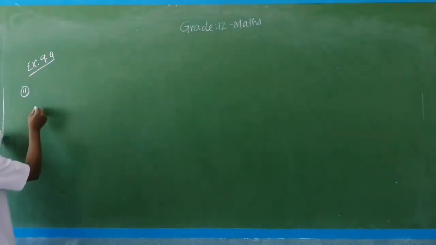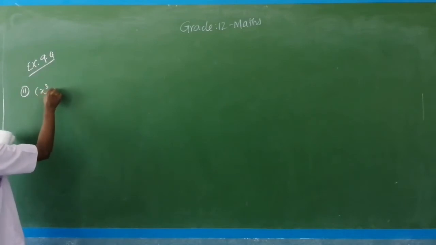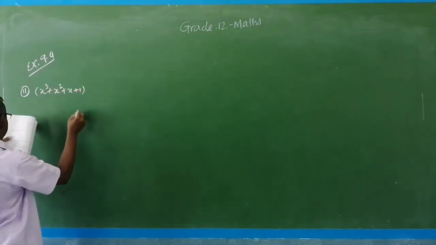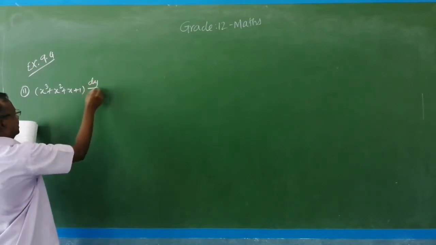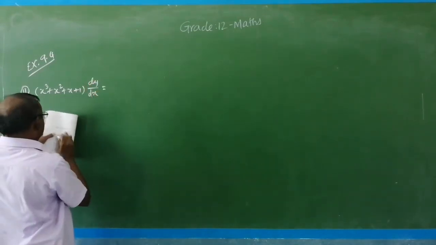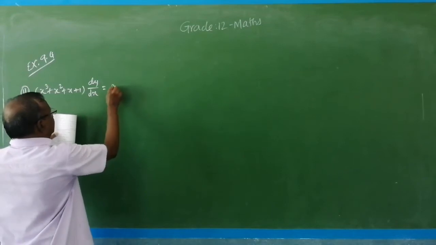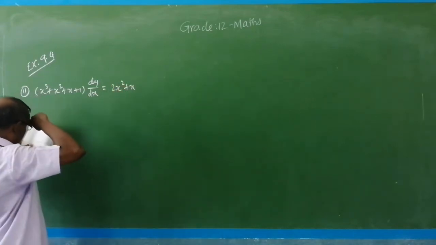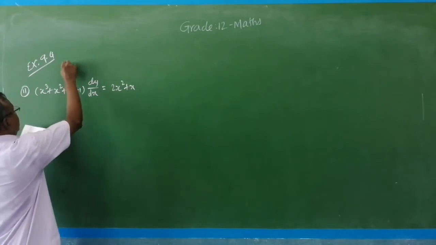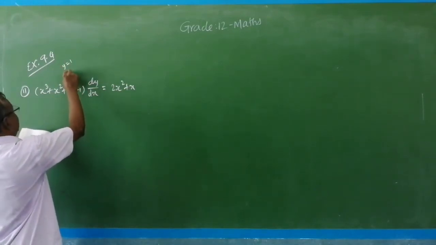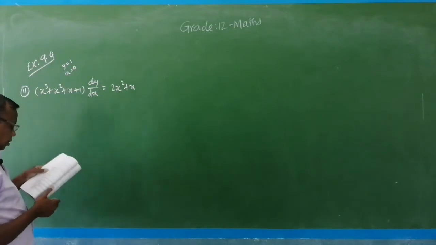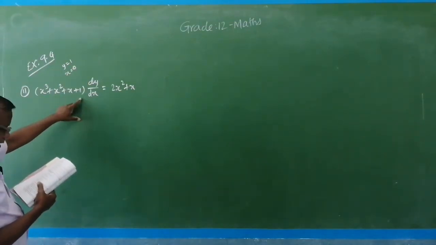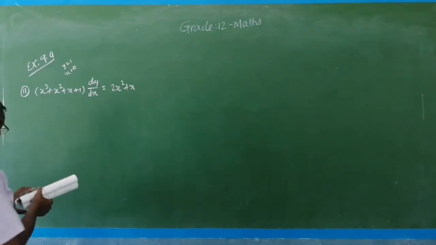We are given x cube plus x square plus x plus 1 into dy by dx equal to 2x square plus x, and we are given y equal to 1 when x equal to 0. So this is x cube plus x square plus x plus 1 into dy by dx equal to 2x square plus x.